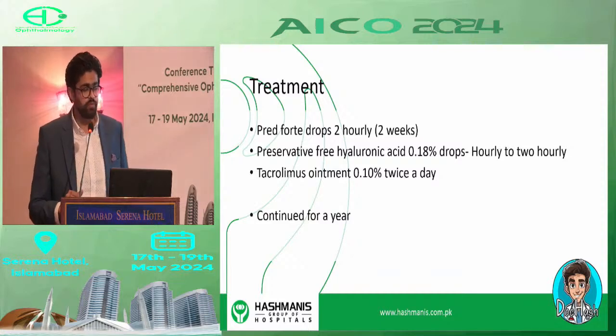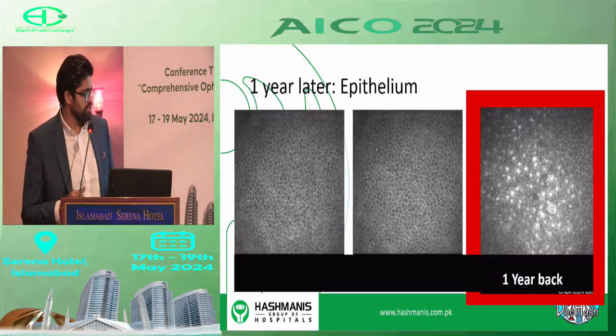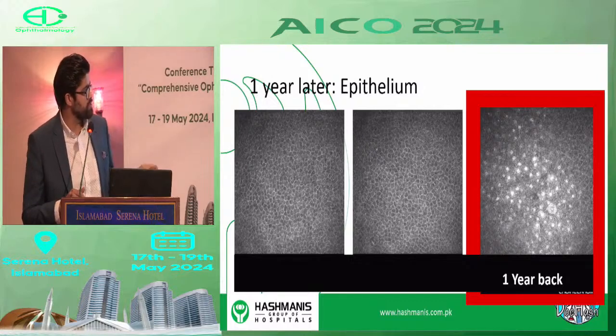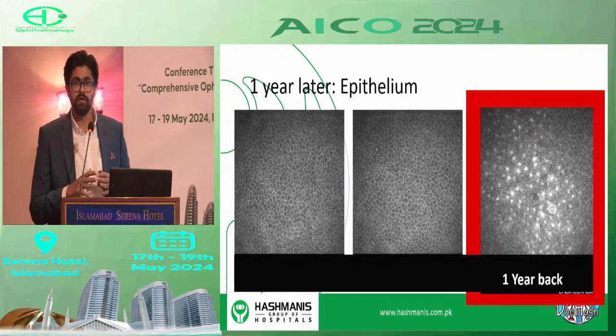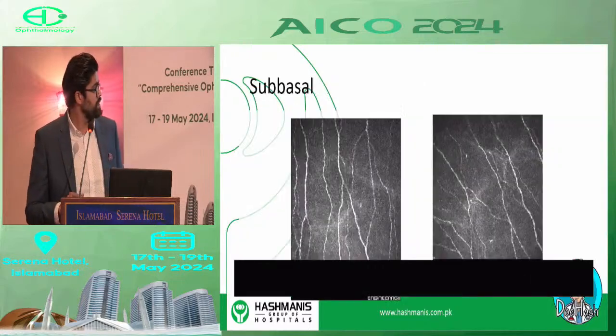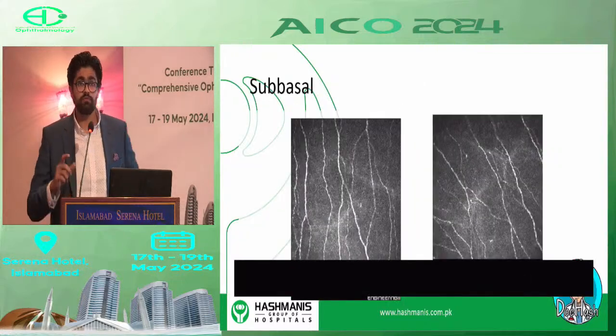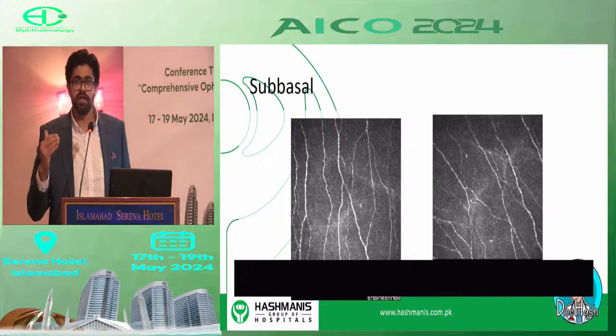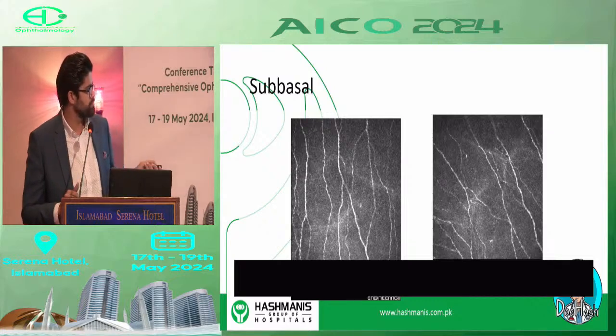So what we did was, we put her on Pred-4 2-hourly drops for 2 weeks, then we gave her preservative-free hyaluronic acid, hourly to 2-hourly, and tacrolimus 0.1% twice a day. We continued this for over a year. Now look at how much of a change that has made. This is a year back with all of the inflammatory markers that you saw, and this is one year's time: the epithelium is completely healed, inflammatory markers are gone. Then when you see the subbasal nerve plexus, what we were thinking were neuromas weren't actually neuromas. They were just cut nerve endings that looked like neuromas, and they all went away.